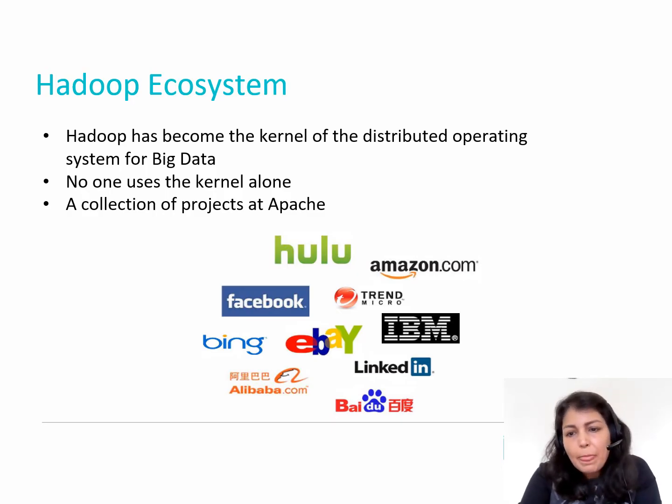Hadoop ecosystem. You have got enough information about Hadoop ecosystem in previous lectures, but as a quick review, as you know, Hadoop is a kernel of the distributed operating system for big data. But no one only uses the kernel because it's not easy to use. Of course, we have a collection of projects at Apache on top of Hadoop to make the life easier and using this kernel much easier. We have a quick review here.